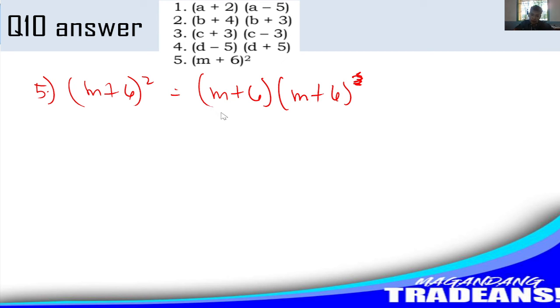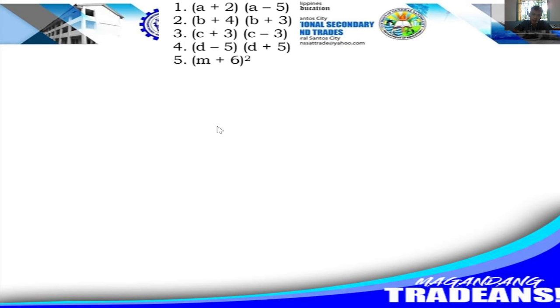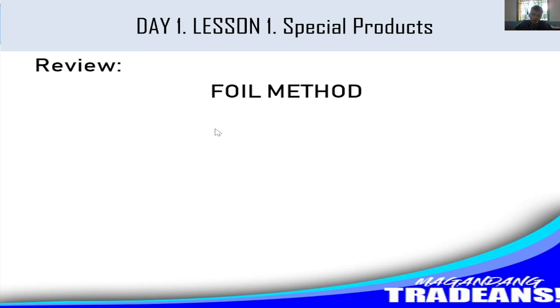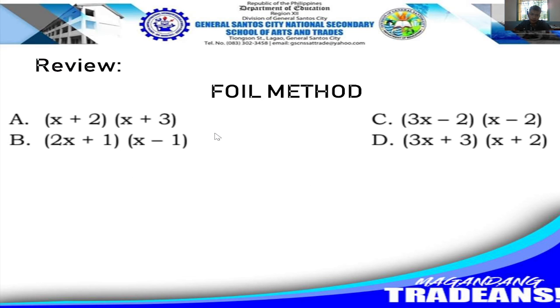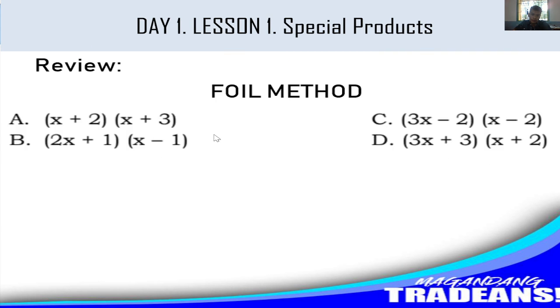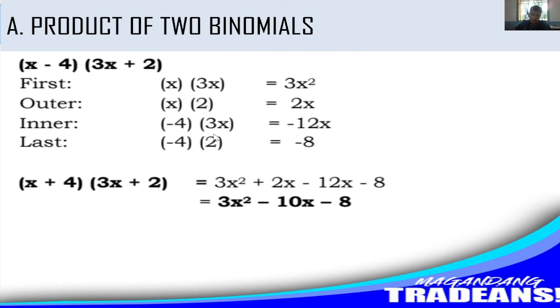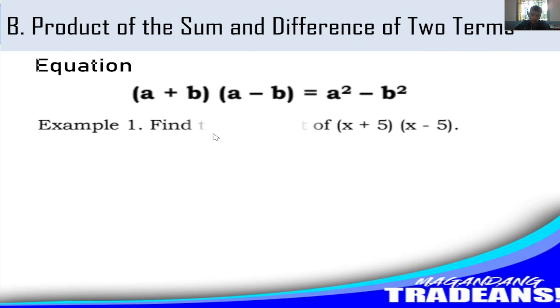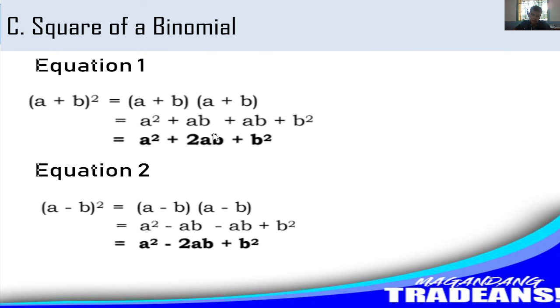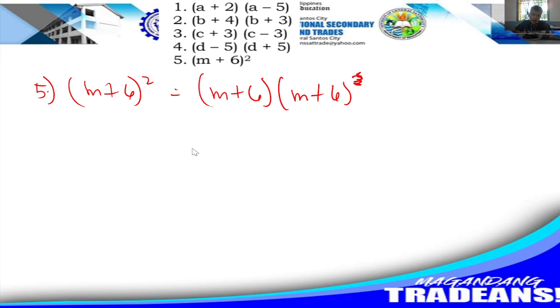So meron po itong rule. Kapag square of a binomial, pwede pong ganito automatic. A squared, then 2ab plus b squared. Pero para hindi kayo mahirapan, proceed na lang kayo sa FOIL method. Pagod kasi mag-memorize ng formula. So, dito na tayo sa FOIL method.